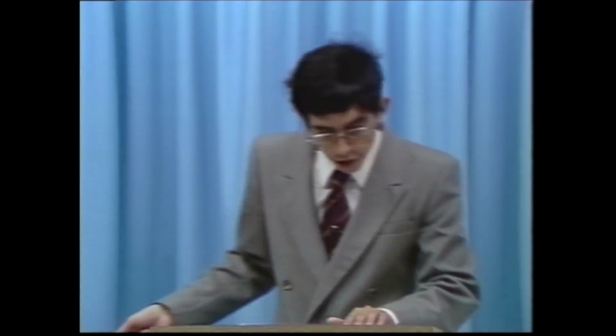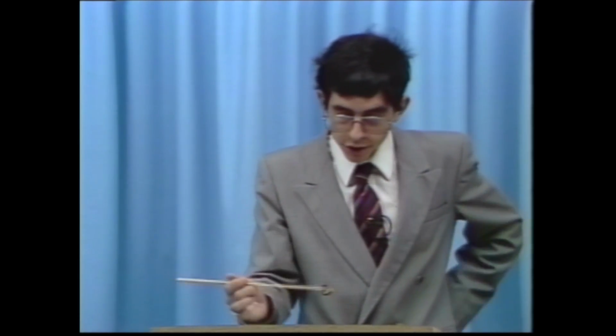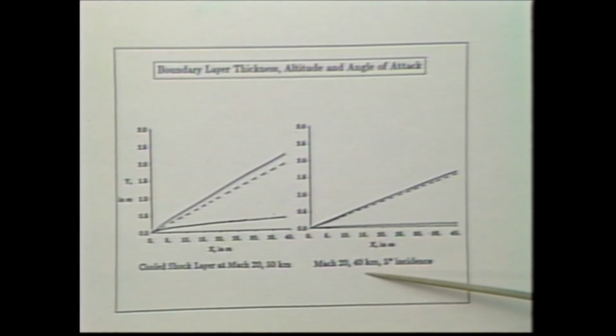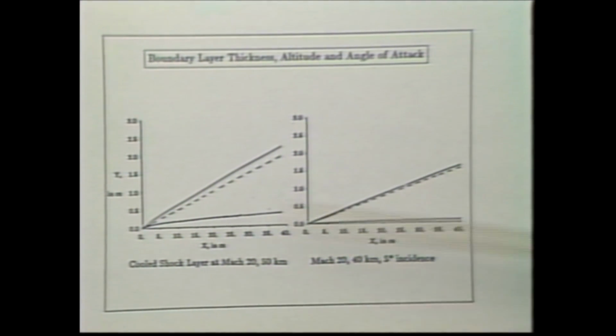Now, one indication, this is a cooled shock layer. This is flying at Mach 20, 50 kilometers. This is flying at Mach 20, 40 kilometers. And one thing you notice is that the boundary layer thickness is very, very sensitive to altitude. It's also very sensitive to angle of attack.